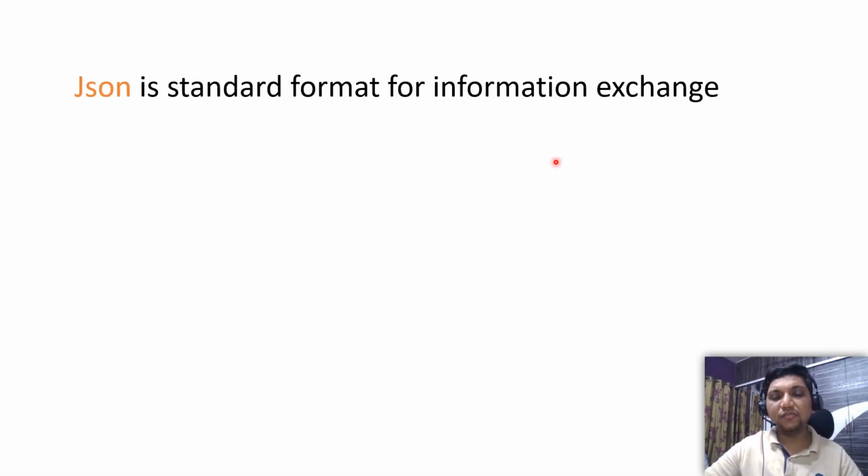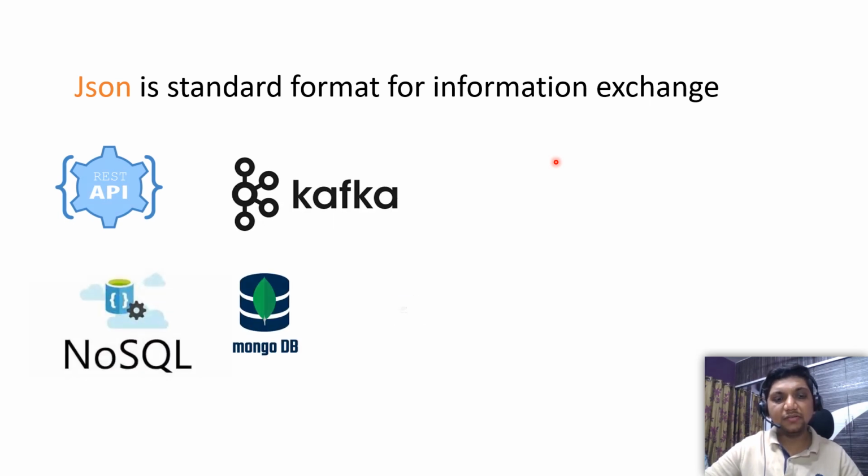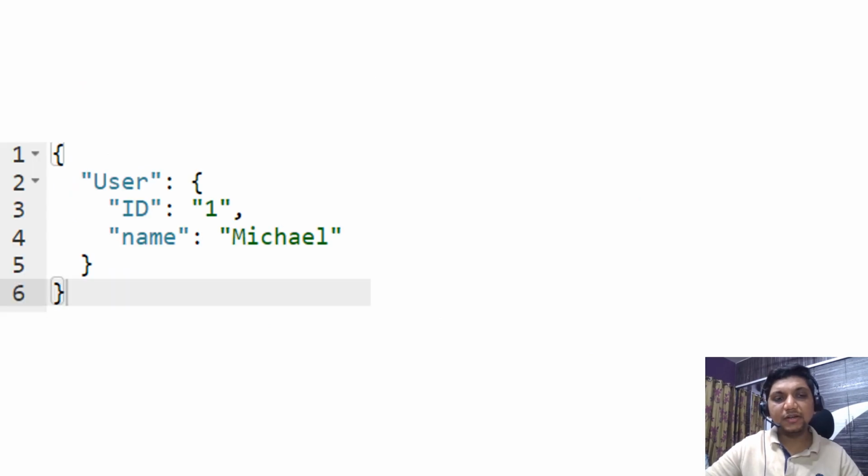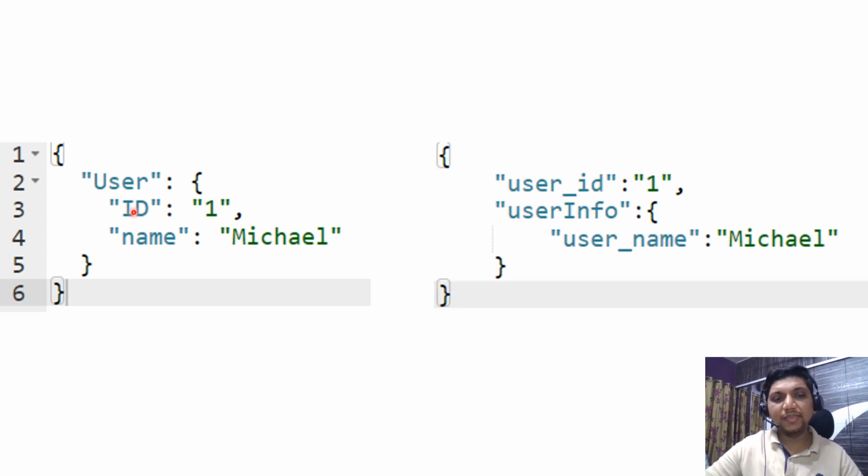JSON is the standard format for information exchange in REST API, in messaging queue Kafka, in NoSQL databases, in UI technology like React and AngularJS. So many times you need to convert one JSON into another JSON. Consider your REST API is serving this information, user ID and name, but your UI is expecting something else like this. ID should be placed under user ID and name should be placed under username under user info node. So you need to convert this JSON into this JSON.